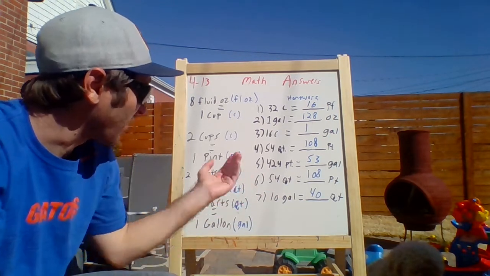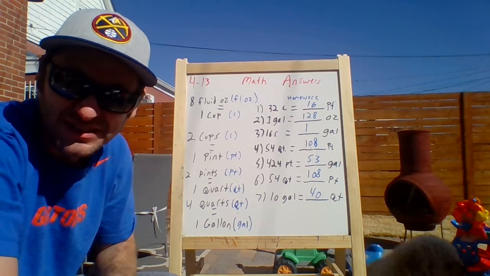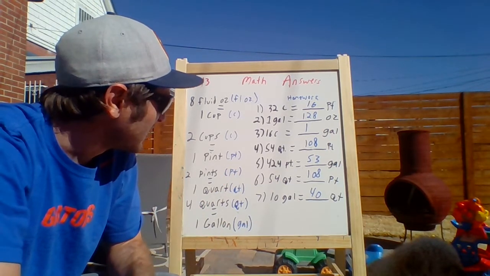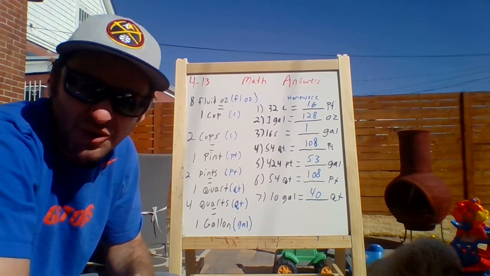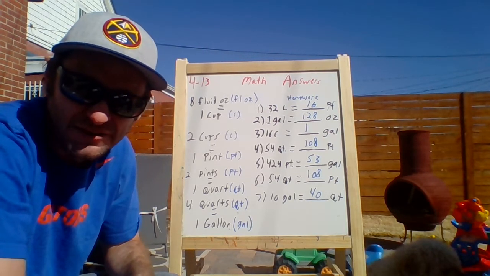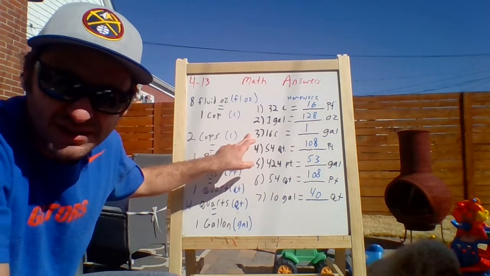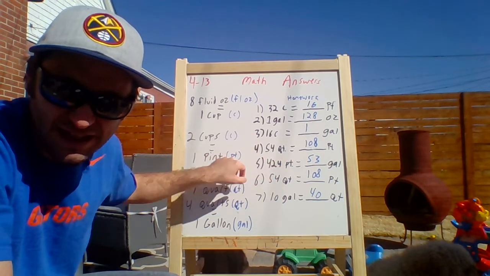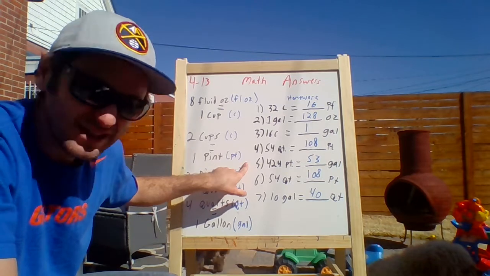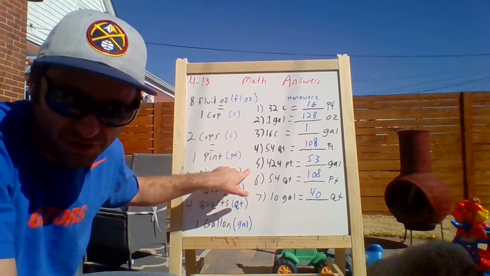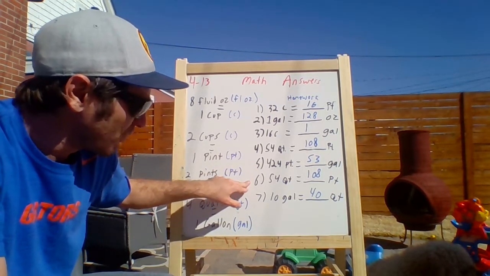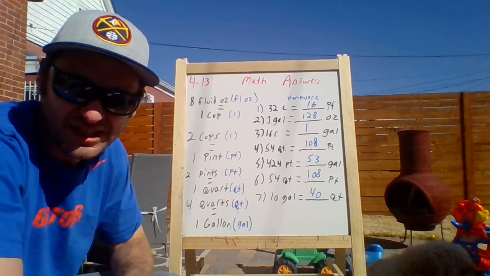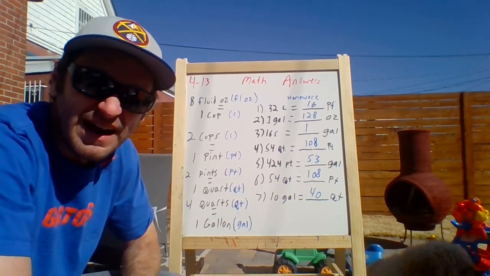Number 4 and number 6 are the same, so you only had to do actually 6 on here. But let's go through it. 32 cups is 16 pints. 1 gallon, 128 ounces. 16 cups is 1 gallon. 54 quarts, 108 pints. 424 pints is 53 gallons. That one took me a little while. I thought that was the hardest. 54 quarts equals 108 pints, and 10 gallons equals 40 quarts.